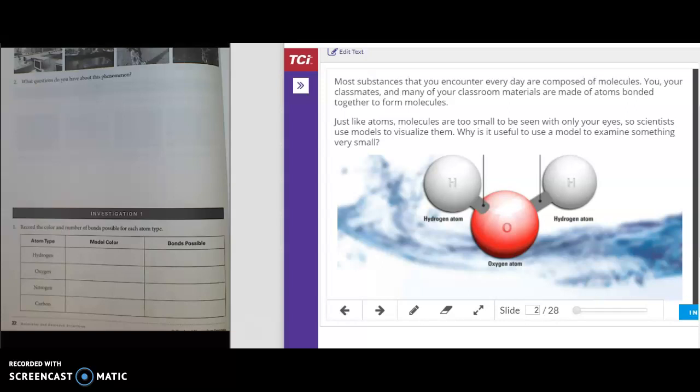So most substances that you encounter every day are composed of molecules. You, your classmates, and many of your classroom materials are made of atoms bonded together to form molecules. Just like atoms, molecules are too small to be seen with only your eyes, so scientists use models to visualize them. Why do you think it might be useful to use a model to examine something very small?